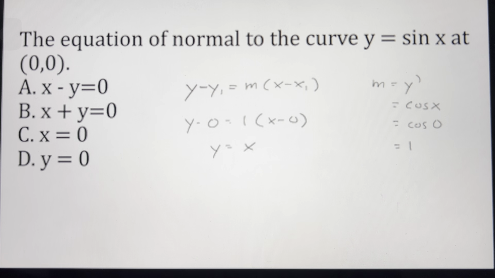But that is the equation of the tangent line. We need here the normal line, and the normal line has the negative reciprocal of our slope. So this would be negative 1 over 1, and this should be negative 1. So this one is only the tangent line. To make it normal, my slope here should be negative 1. So this would be y equals negative x, or that would be x plus y equals 0.